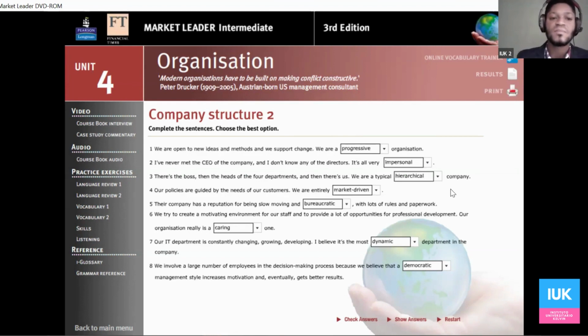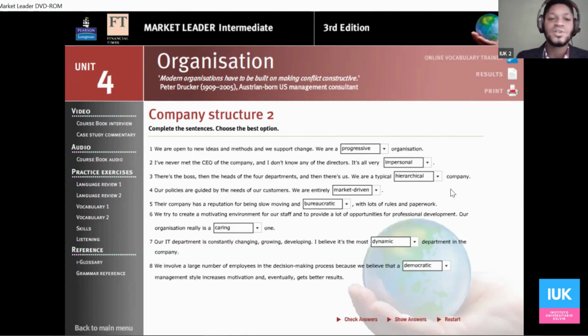5. Their company has a reputation for being slow-moving and bureaucratic. Now that's the word. To be bureaucratic means to spend a lot of time making decisions because a lot of paperwork and a lot of decisions have to be made before an actual decision is made. Is your company a bureaucratic one?